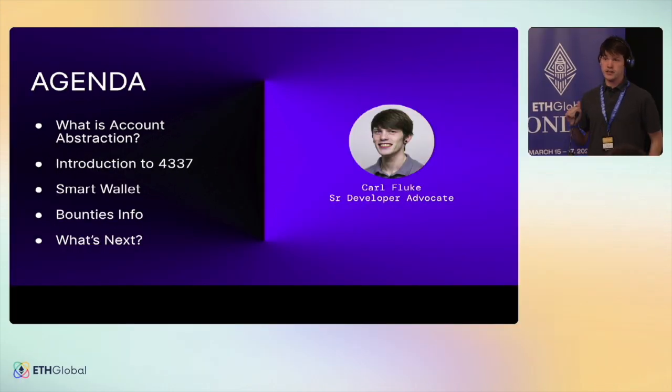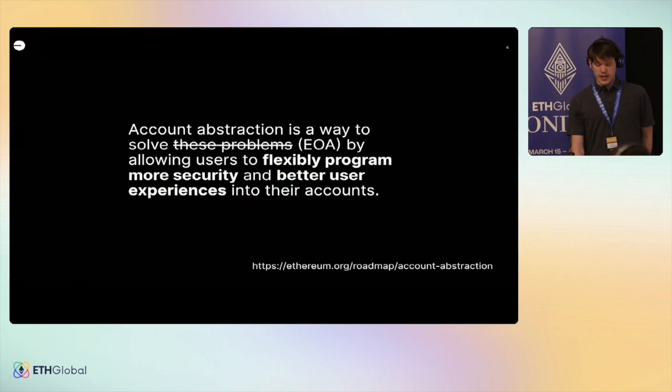So what I want to talk about is what is account abstraction. So 100% what is account abstraction from a 4337 EIP level. I want to talk about our Coinbase Smart Wallet, which is kind of like a first-party 4337 wallet. Talk about our bounties, and then talk about some of the fun things that are coming in the next Base upgrade.